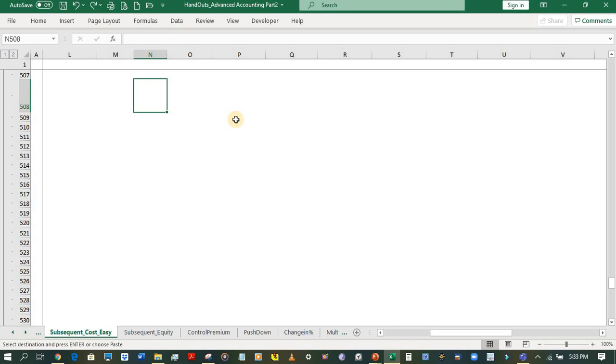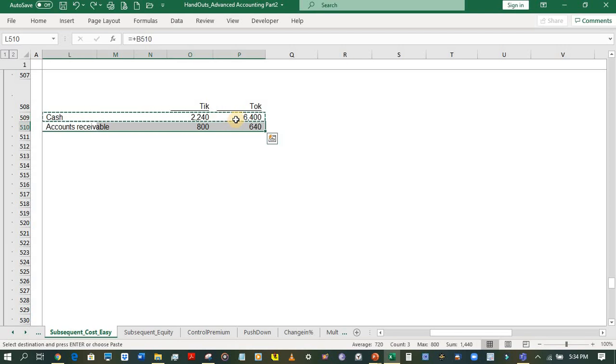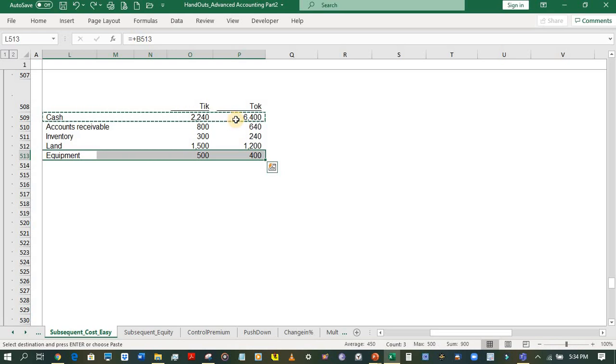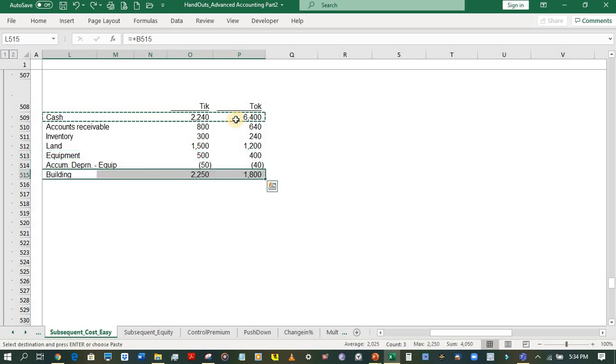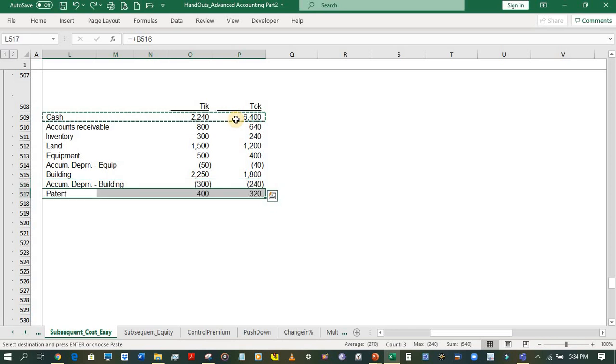So, since this is the acquisition date, we will only use the statement of financial position, because as of January 1, there are no nominal accounts as of the acquisition date. So, only real accounts or the balance sheet accounts. So, for TikTok, the cash is 2,240 and 6,400. The next is accounts receivable, inventory, land, equipment, accumulated depreciation, building, accumulated depreciation for building, then patent, then investment in subsidiary.